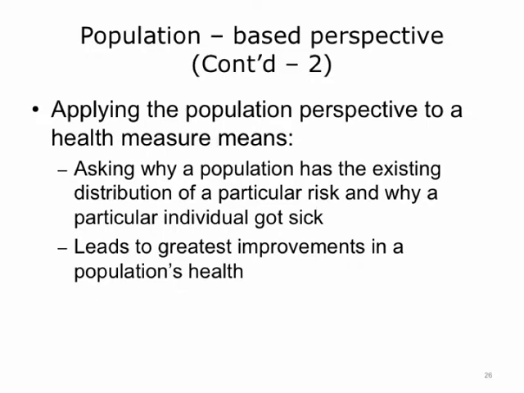Applying the population-based perspective to a health measure means asking why a population has the existing distribution of a particular risk, in addition to asking why a particular individual got sick in the first place. This perspective takes into account determinants of health, which include where the person is living, what their environment is like, cultural factors, and socioeconomic factors, for example, financial status and crime in one's neighborhood.